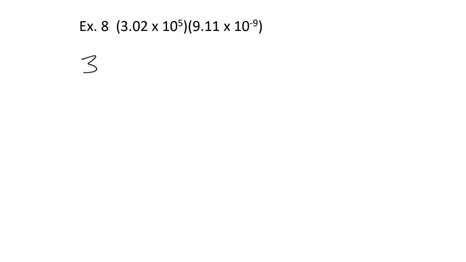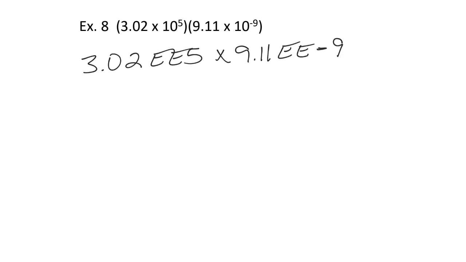So this one is 3.02 EE5 times 9.11 E-9. Now, this is where you do have to be careful, though. Some calculators you have to put in -9. Other calculators you have to put 9 negative. So you'll have to try and figure it out with your calculator. So my suggestion to you is, once I give you the answer, stop the video and do it on your calculator to see if you need to put in -9 or 9 negative.